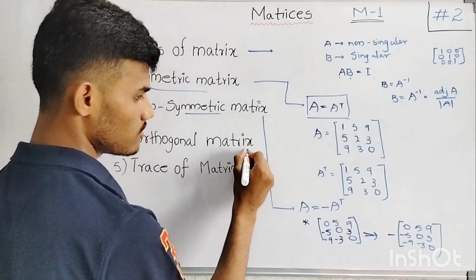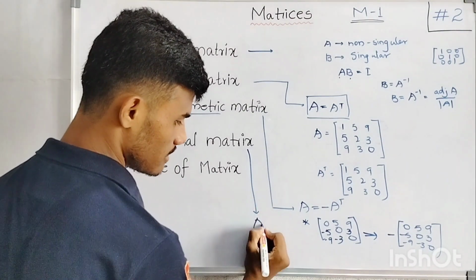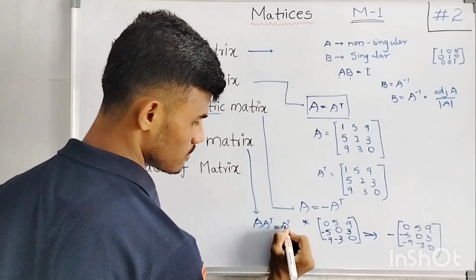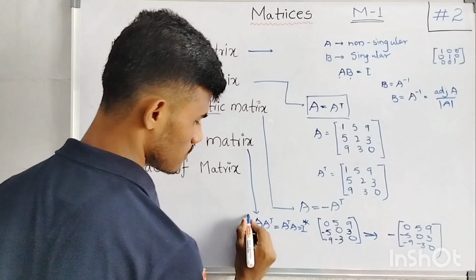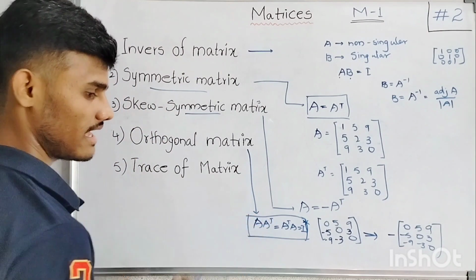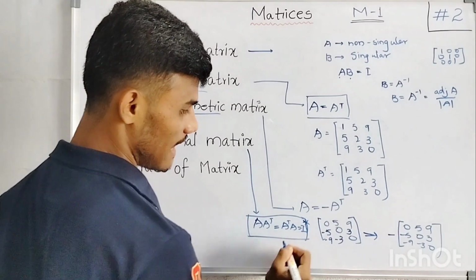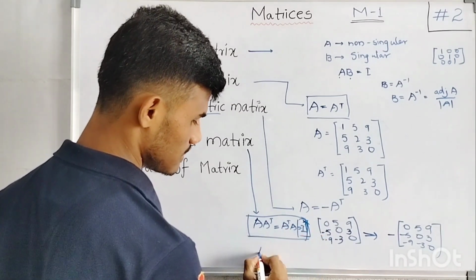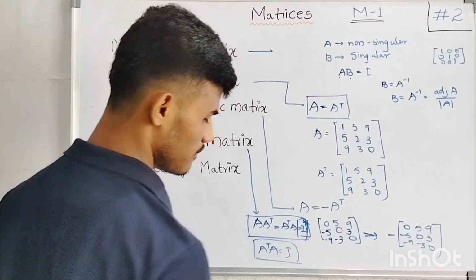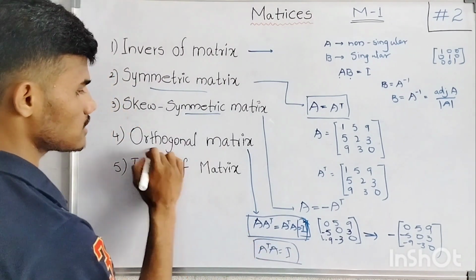Okay, then coming to orthogonal matrix. What is meant by orthogonal matrix? When A transpose into A equals I. When this condition is satisfied, when the matrix A is multiplied with its transpose and the product is I, that is A transpose into A equals I, if that matrix satisfies this condition, then the matrix A is said to be orthogonal matrix.